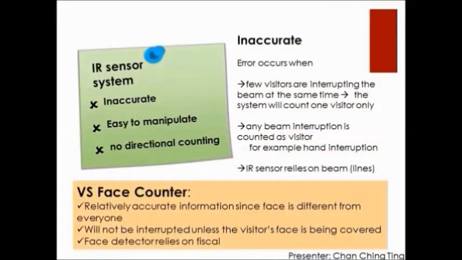The IR sensor system has 3 drawbacks, which are inaccurate, easy to manipulate, and no directional counting. For the accuracy problem, errors occur easily when a few or a group of visitors are passing through the entrance at the same time. The system will count one visitor only. Any beam interruption, for example a head interruption, will be counted as a visitor, while the IR sensor relies on a beam, which means that the detection area is only a few lines. However, our face counter has relatively accurate information since faces are different for everyone. It will not be easily interrupted unless the visitor's face is being covered.